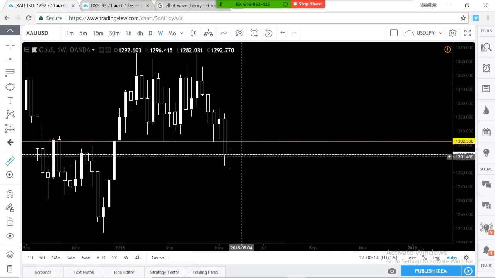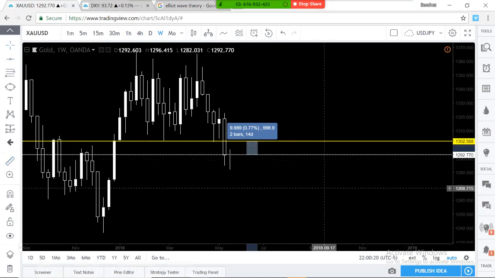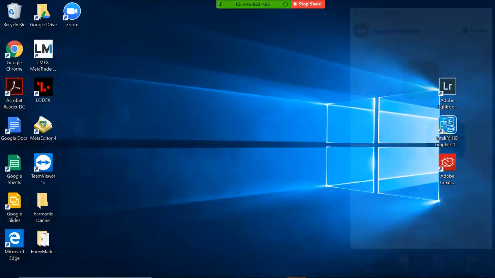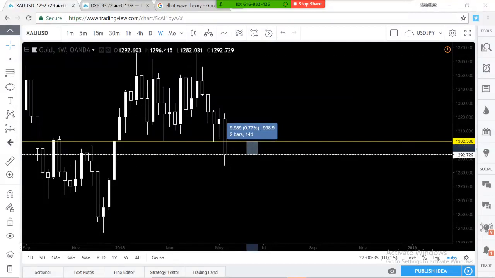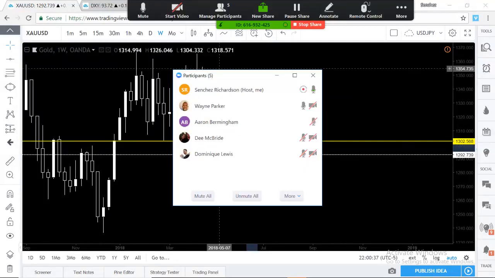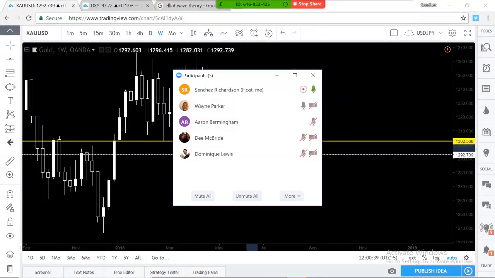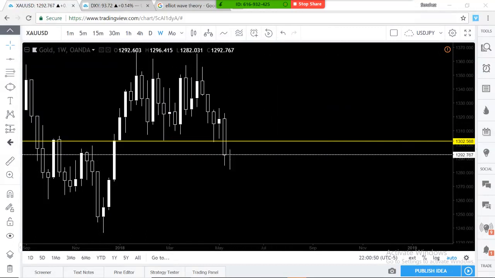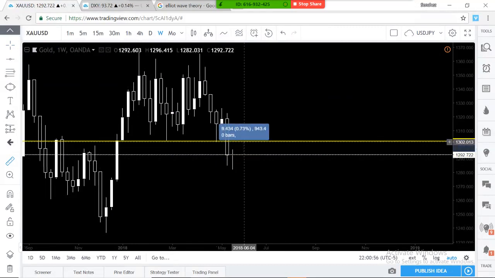How much money do you want to make right now if you could just do one trade and hold it out? Would it be worth it? What does it say? 996? Let's see what he has to say. Jonathan, how many pips is that? That's 100. So that's 100 pips.